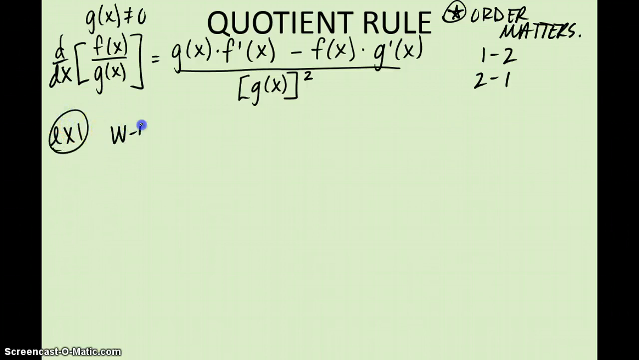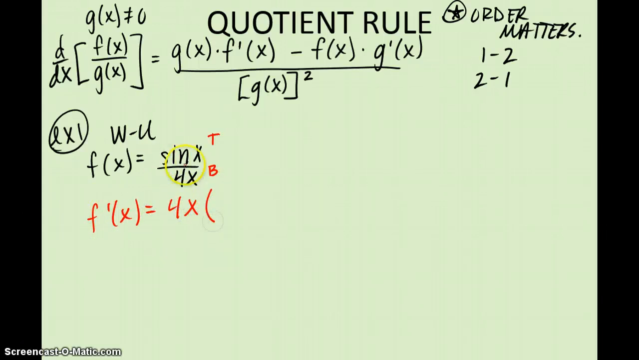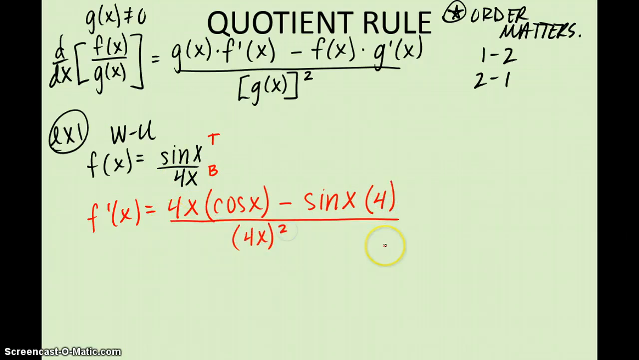Alright, let's go back to the warm-up problem. Our function was sine x divided by 4x. Okay, so for the top and bottom, when I say bottom times the derivative of the top, it's literally just you rewrite the bottom function, multiply it by the derivative of the sine function, which is cosine of x, minus top function, so rewrite sine of x, times the derivative of the bottom function, derivative of 4x is 4, all over the bottom function squared. Now the quotient rule, you'll find, will take you a little bit of simplifying.